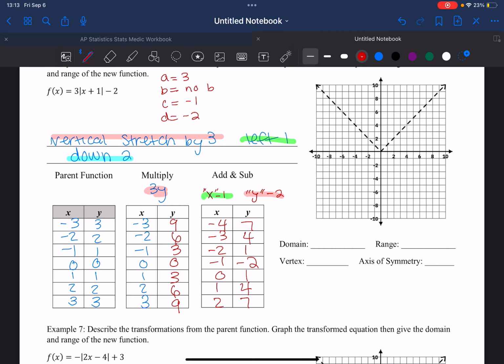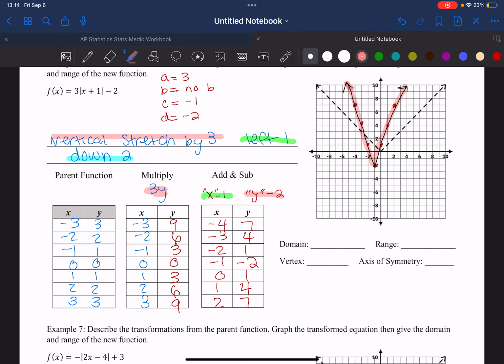So I'm going to go ahead and plot these points. -4, 7. -3, 4. -2, 1. -1, -2. 0, 1. 1, 4. And 2, 7. So if I connect this, this is the function that I just created with all those transformations. Notice it went left 1, it went down 2, and it had a vertical stretch, which means it got skinnier by 3.